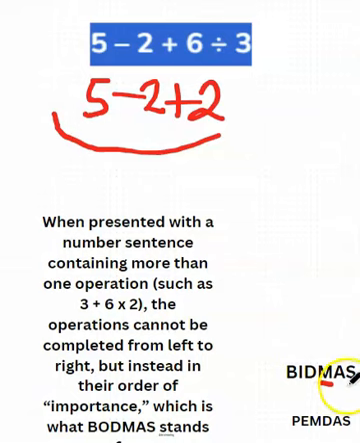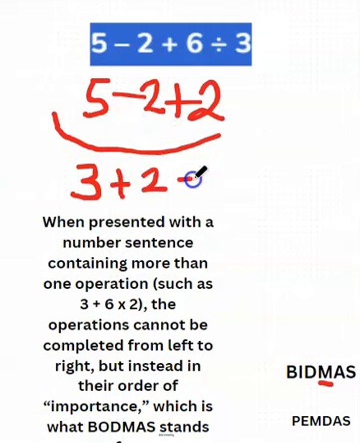So in that case, we have to go for 5 minus 2. That will give you 3, plus 2. And that will give you 5.